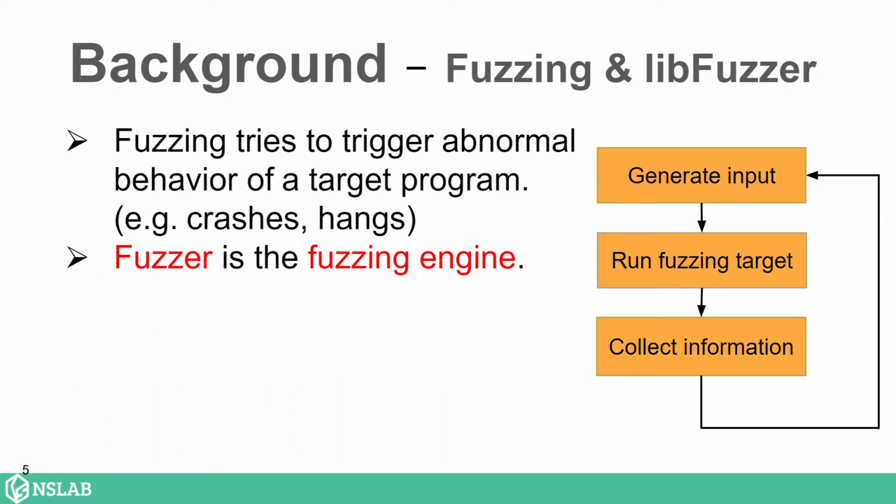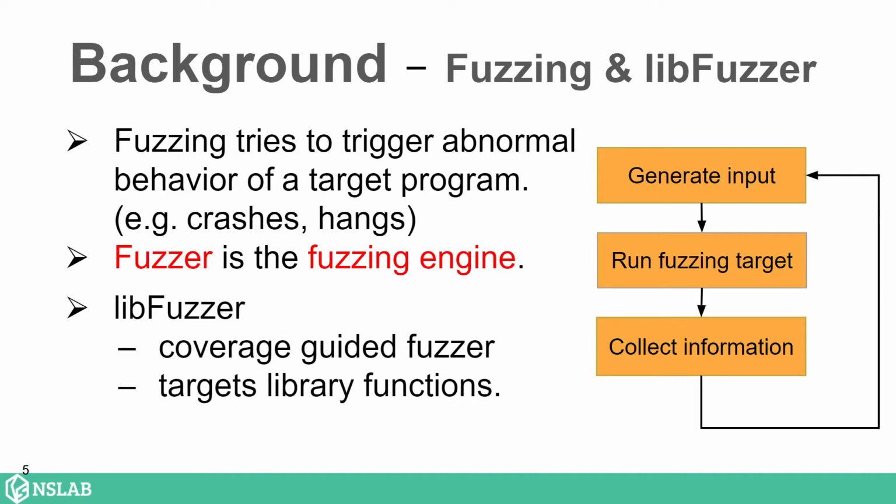Fuzzing is a technique that tries to automatically find an input which can trigger abnormal behavior of a target program, for example, crashes or hangs. The fuzzer, namely the fuzzing engine, first generates an input and feeds it into the fuzzing target. After the fuzzing target exits, the fuzzer will collect information and generate the next input based on the previous input and collected information.